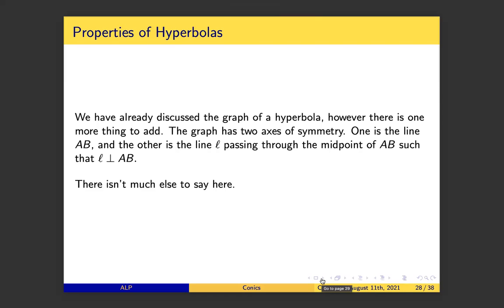They have two axes of symmetry. One is the line AB, and the other is the line L passing through the midpoint of AB, such that the line L is perpendicular to the line AB. There's not much else to say here. I mean, hyperbolas are pretty rare in contests anyway.